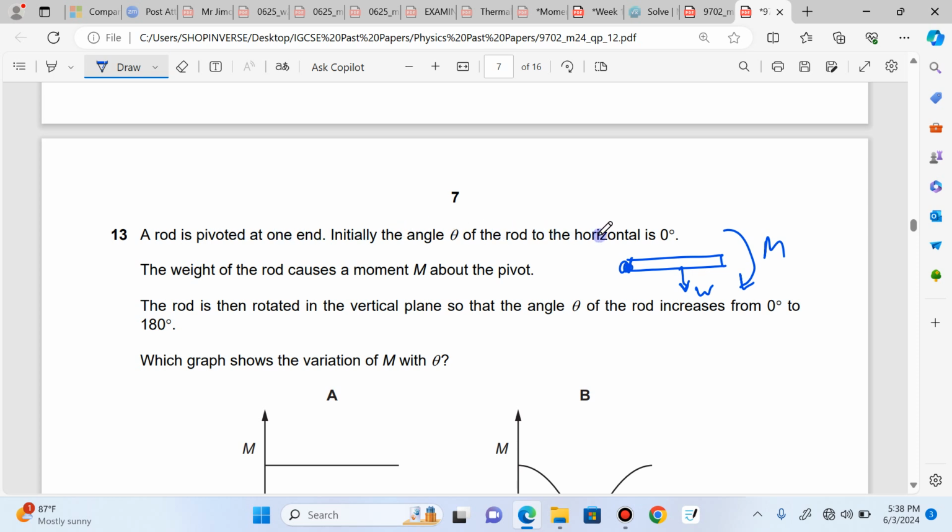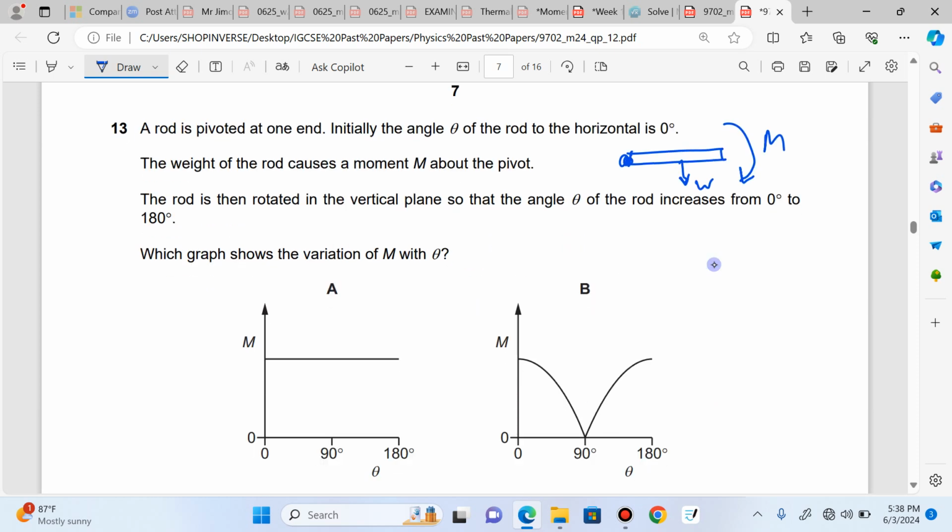Initially, angle theta of the rod to the horizontal is 0 degrees. So it's rotated through 180 degrees. The rod goes this way and takes this new orientation. Which graph shows the variation of M with theta?